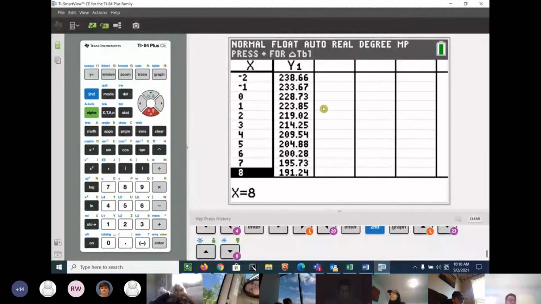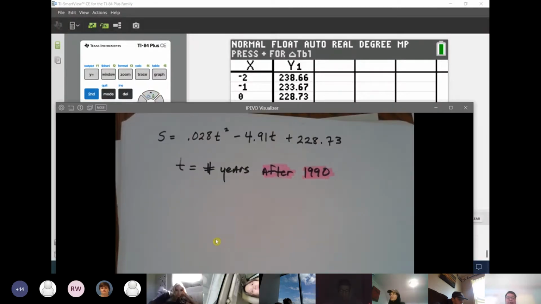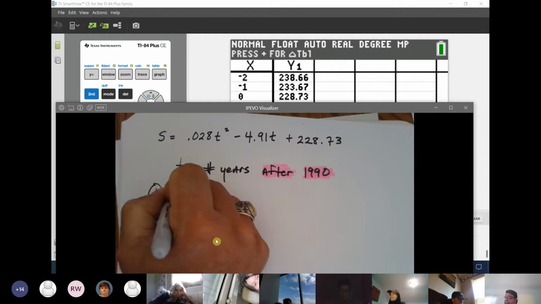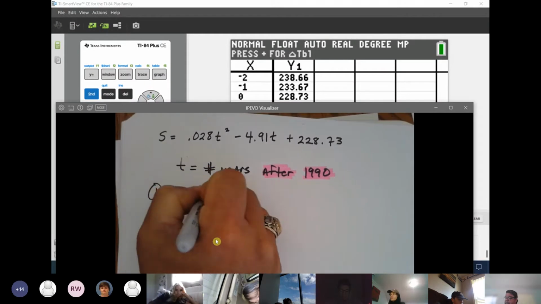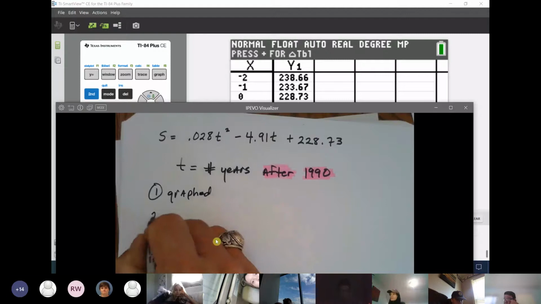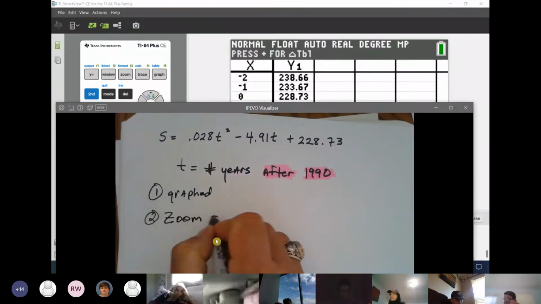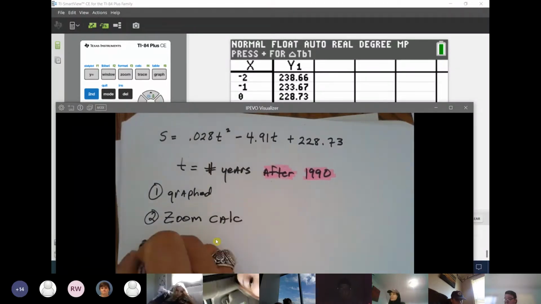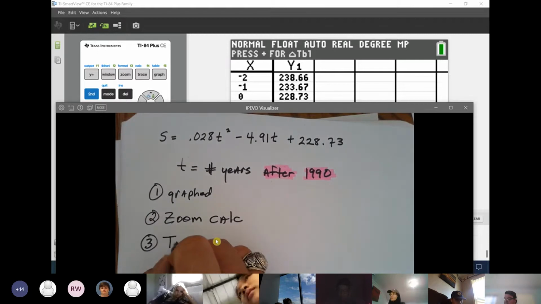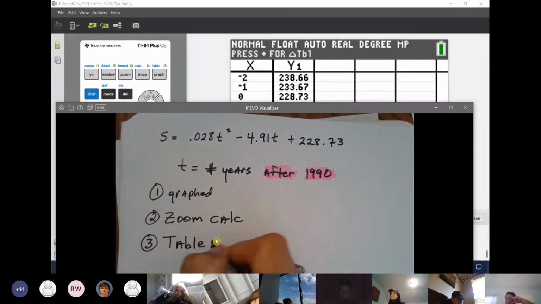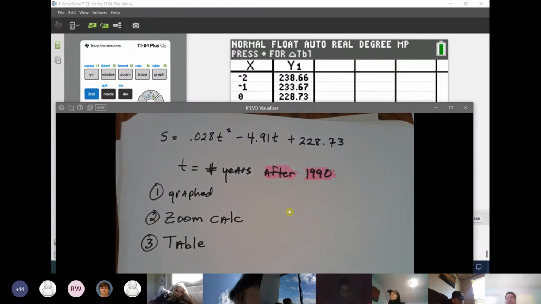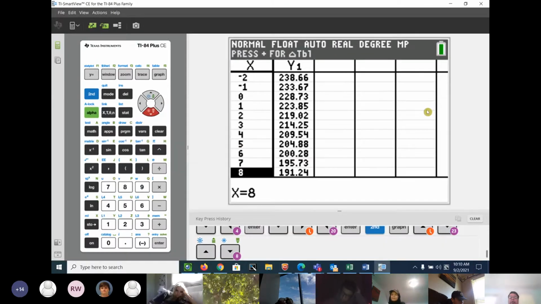Now, what did we just do? We graphed and we got familiar with the zoom feature on the calculator. And we also got acquainted with the table. And that's what these are. These are calculator drills. These are drills for your calculator. Make sure you know how to use a calculator. This problem is 100% calculator problem.